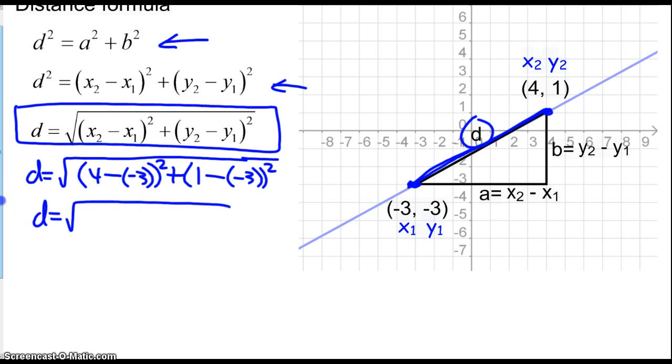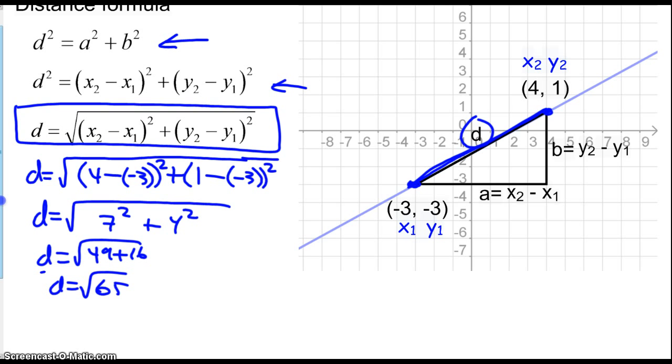So you've got the square root. This is 4 plus 3, so that's going to be 7 squared. And that's going to be 1 plus 3 is 4 squared. See, same 7 and 4 as we got when we did this as a triangle. And then d is the square root of 49 plus 16, which is the square root of 65. The same thing we got with the other example.